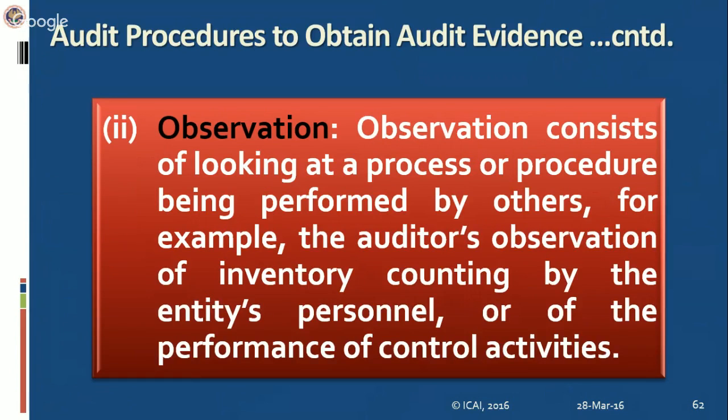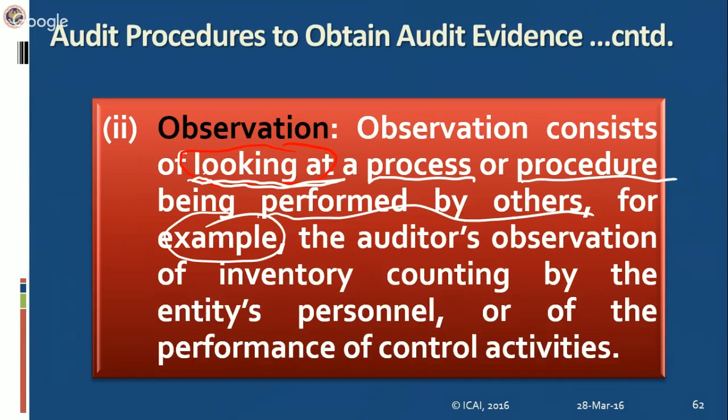Observation. So inspection is examination, observation is looking at the things. One word for observation is looking at. Observation consists of looking at a process or procedure being performed by others. This is the definition you need to learn. For example, the auditor's observation of inventory counting, now he is looking at the things being performed by the management.